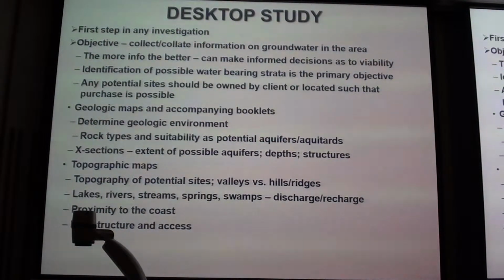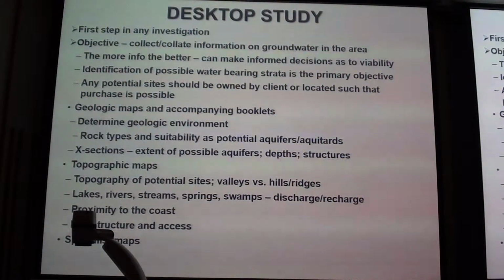Infrastructure and access. Are there access roads, tracks? Is there any existing infrastructure around? Power lines, pipelines, all sorts of things. You don't want to drill through any of these things, and you don't want to have to try and put a drill rig up under a power line, etc. So again, useful information.